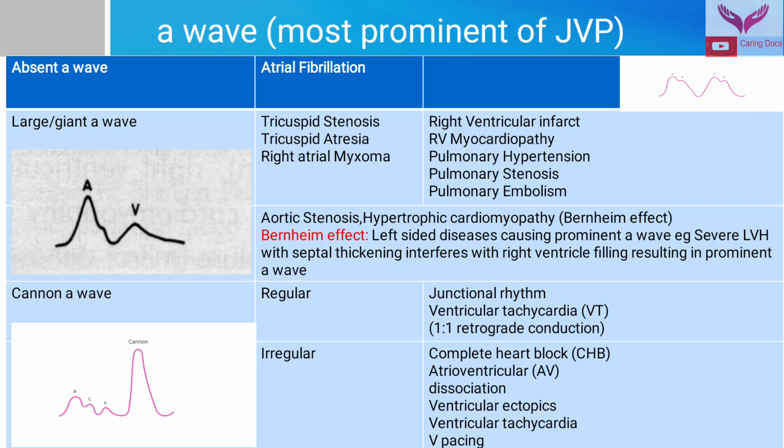Cannon A waves are seen in junctional rhythm and ventricular tachycardia, and in these, Cannon A waves are regular. Irregular Cannon waves are seen in complete heart block, AV dissociation, ventricular ectopics, ventricular tachycardia, and V pacing.